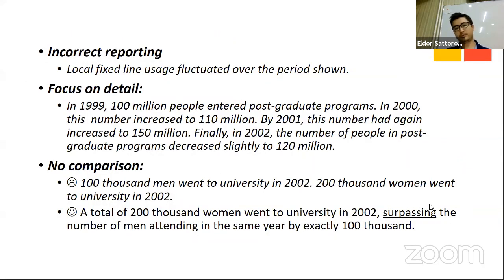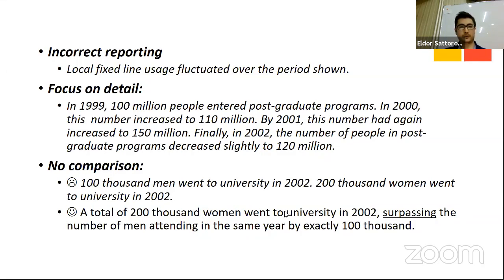The last one is, again, comparison. Here we have 2 samples. The first one says 100,000 men went to university in 2002, and the second one says 200,000 men went to university in 2002. This notification is popping up all the time, I'm sorry about this. The second one, as you can see, is a good comparison, surpassing the number of men. So you really have to make an attempt to compare the data. Okay, these are some of the basics for the task achievement.